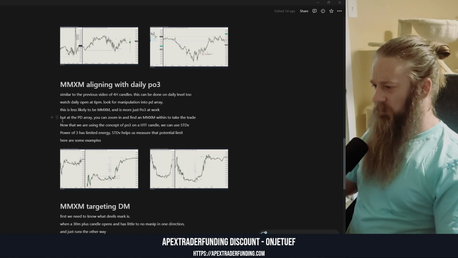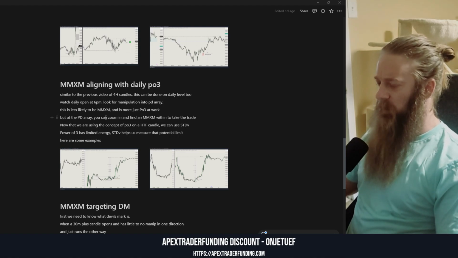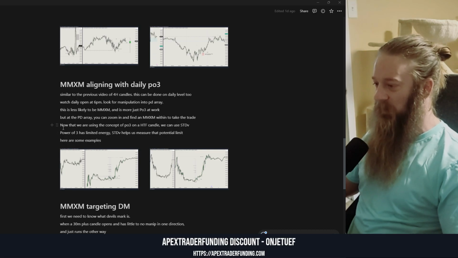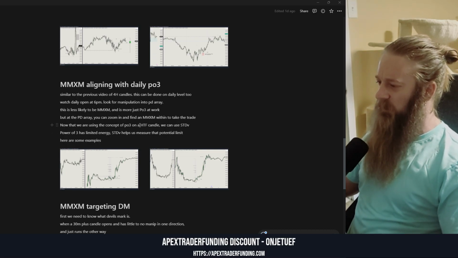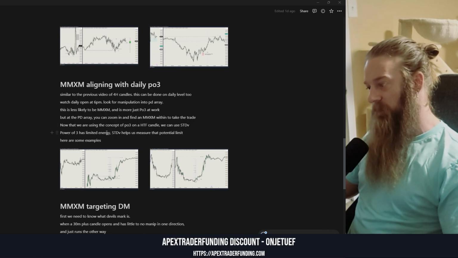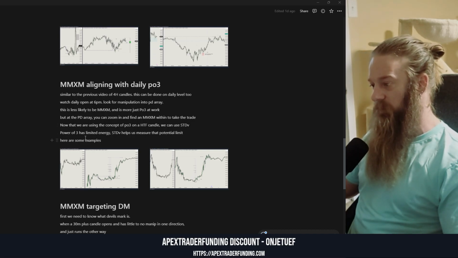This is less likely to be a market maker model, more power of 3 at work, but at the PD array you can zoom in and, what I just said, find a market maker model. Now that we're using the concept of power of 3 on a high time frame, we can use standard deviations to measure the limits of that power of 3. Power of 3 is limited energy. Standard deviation helps us measure those limits.